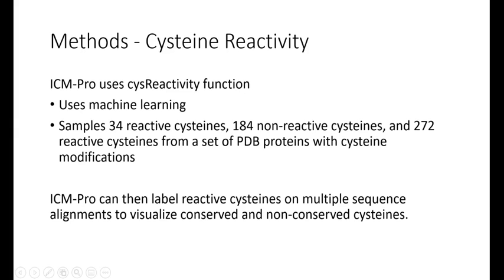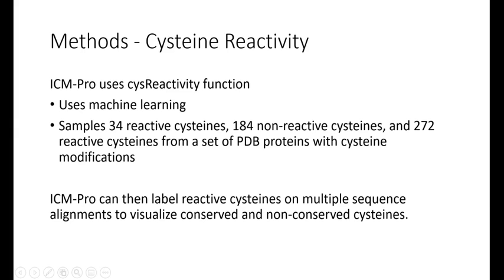To determine the likelihood that the identified cysteine residues would covalently bind with reactive inhibitors, their reactivity status had to be calculated. The ICM cis-reactivity function was used to perform this analysis. The cysteine reactivity function uses machine learning taught by 34 reactive cysteines, 184 non-reactive cysteines, and a set of PDB proteins with covalently modified cysteines, which include 272 reactive cysteines. The function weighs several factors, including distance between a cysteine and nearby binding pockets and the energetics of other nearby reactive residues.